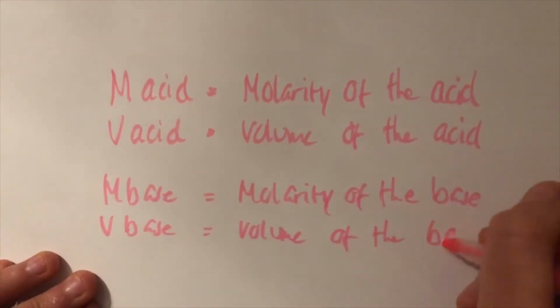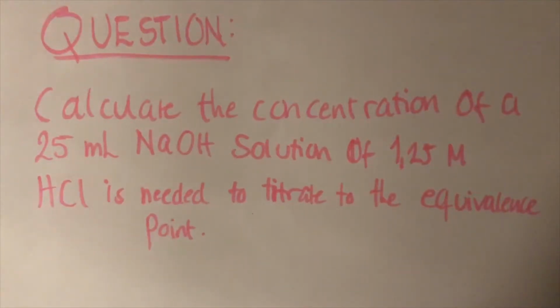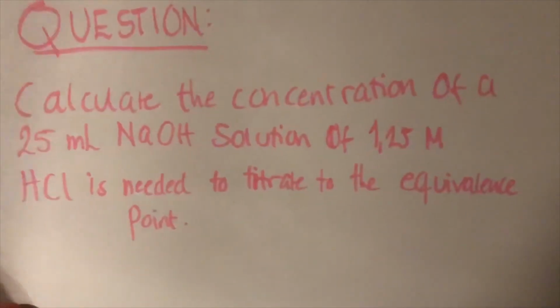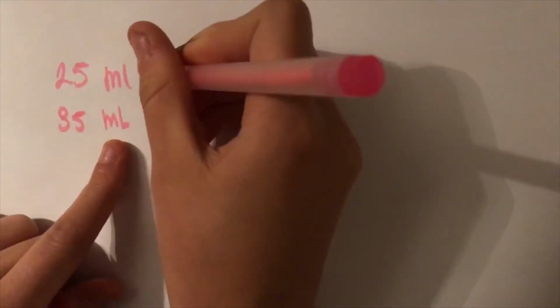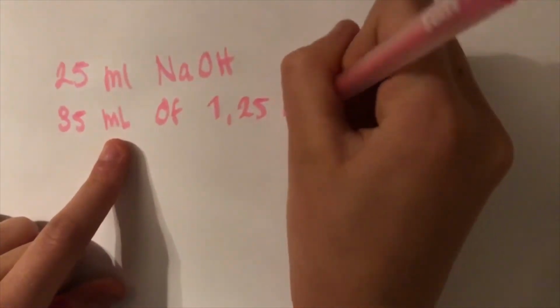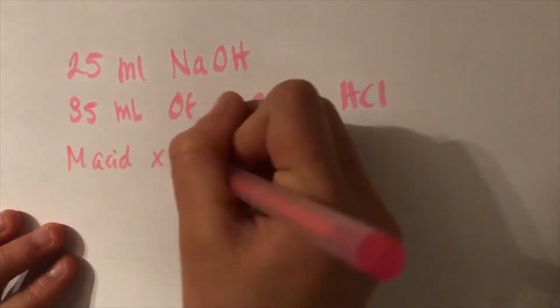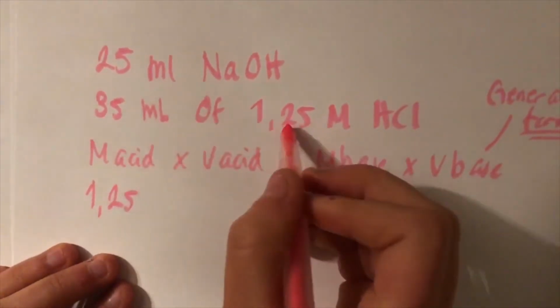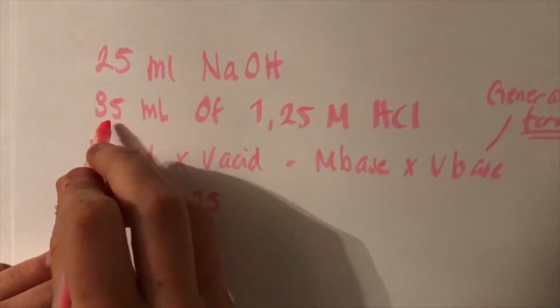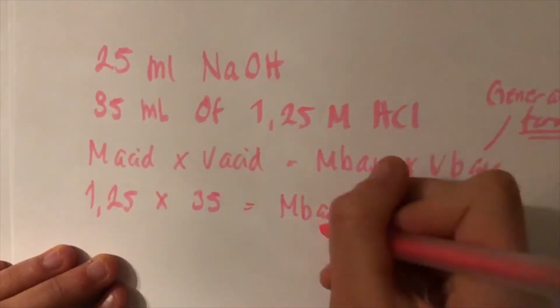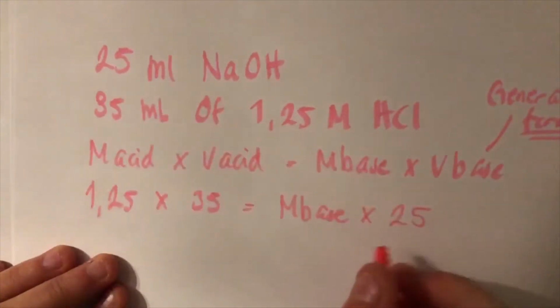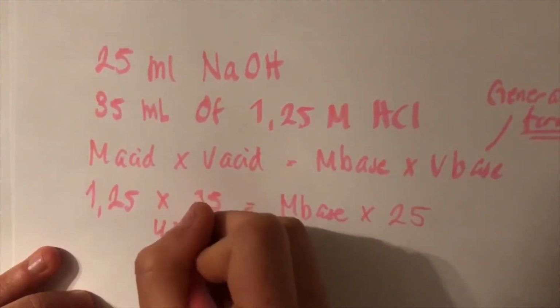Calculate the concentration of a 25 milliliter sodium hydroxide solution if 35 milliliters of 1.25 moles hydrochloric acid is needed to titrate to the equivalence point. First we have 25 milliliters of sodium hydroxide. Then 35 milliliters of 1.25 moles hydrochloric acid. Now we have enough information to calculate the concentration using the general formula. First we take the 1.25 moles times 35 milliliters, which is equal to M base times 25 milliliters. M base times 25 gives an M base value of 1.75. So this is how you solve a calculation like this.